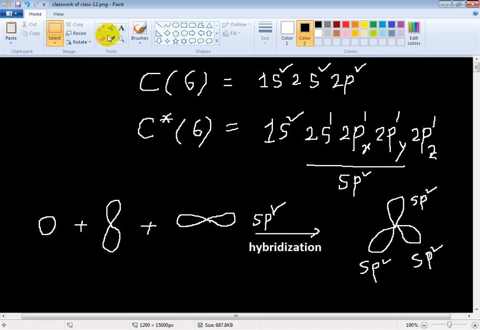This is the s orbital and this is the p orbital, px and py. The 2s and 2p orbitals form sp2 hybridization. Hybridization is a process in which more than one orbital combines to form the same number of hybrid orbitals. Here the s and two p orbitals combine, three orbitals forming the same number of hybrid orbitals. This is the sp2 hybridization.